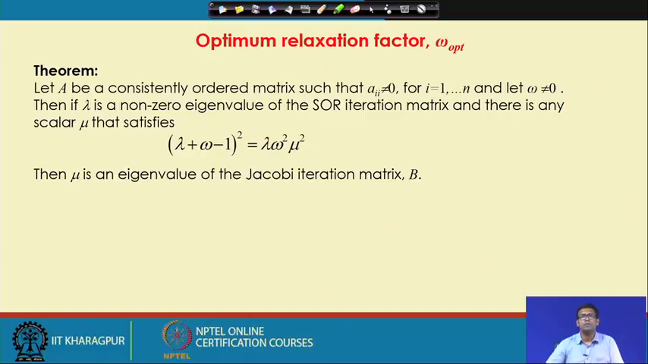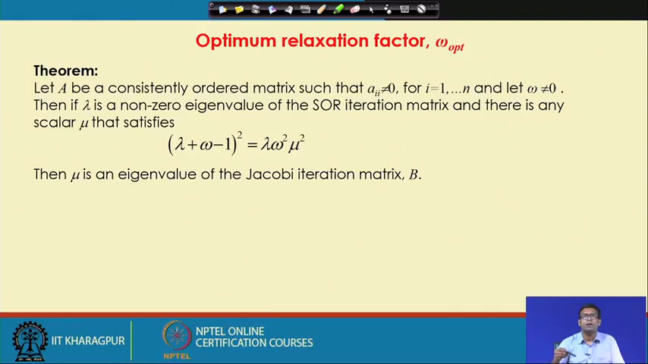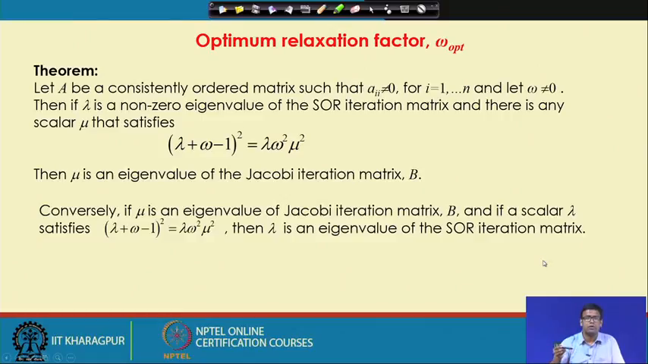Using this, if we already know the Jacobi iteration matrix, we can find out its eigenvalues and find out for which omega the SOR eigenvalue lambda has the smallest spectral radius. Then we will say that this is the optimum omega. The converse is also true.